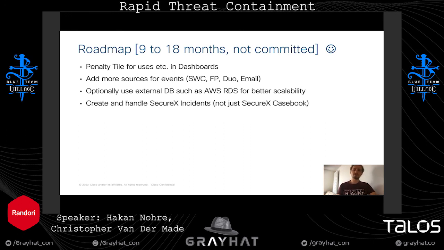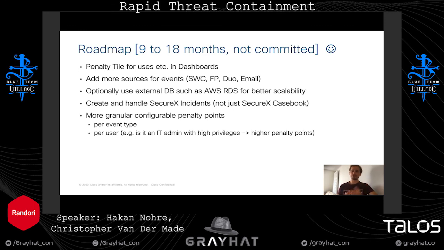Now I mentioned this before, we also want to create SecureX incidents. So this is something Cisco specific. We also want to have more granular configurable penalty points per event type, per user. So maybe, as it's mentioned here, do +5 for every penalty given because this is an IT admin, or have a lower threshold for IT admins so that you can have user groups with varying thresholds. Also, we want to consider more lateral movement. If lateral movement already happened, we might want to contain those hosts as well.